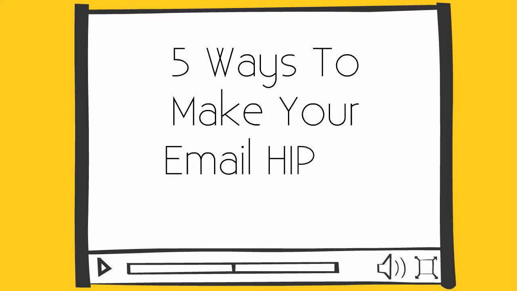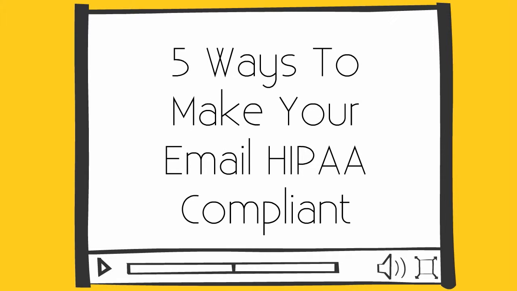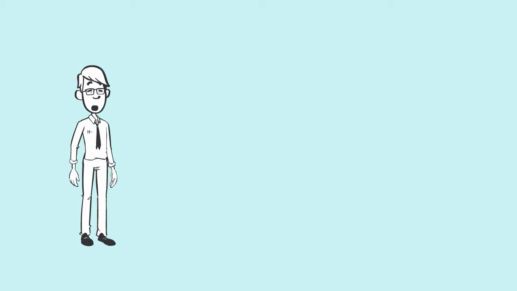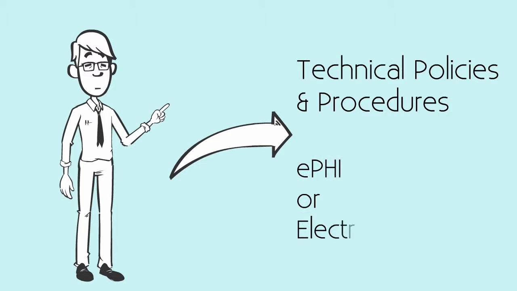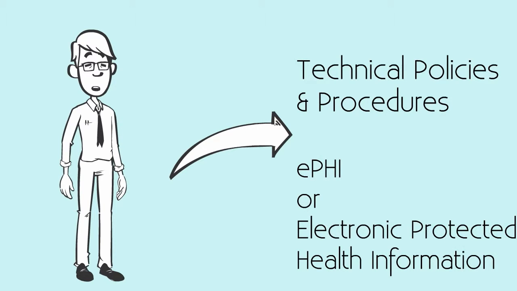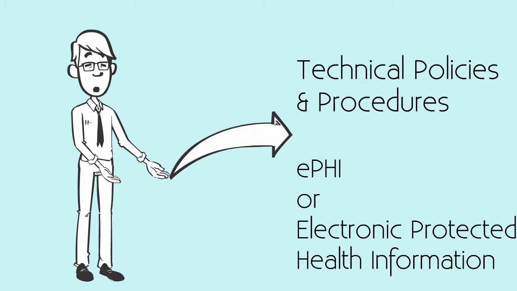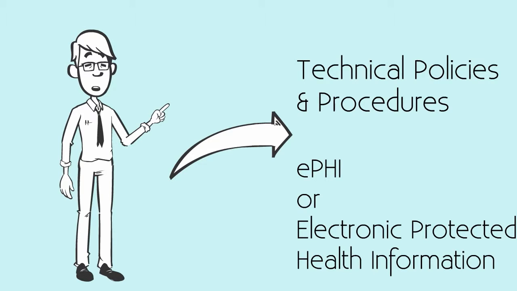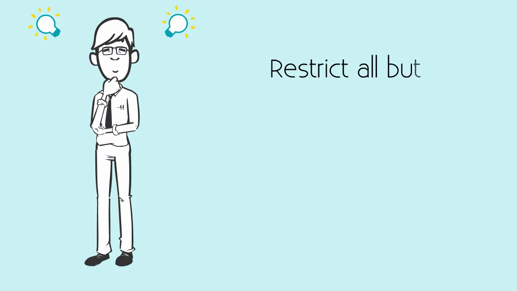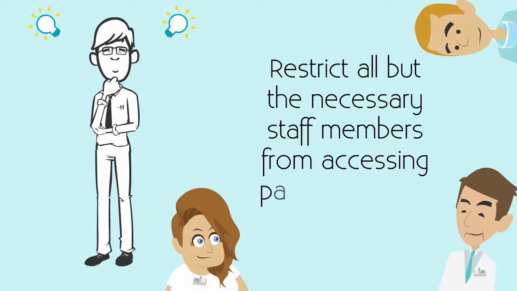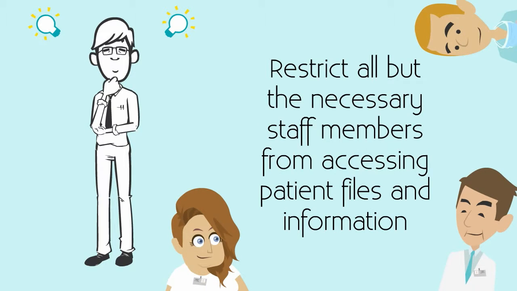5 ways to make your email HIPAA compliant. Access controls. A covered entity must implement technical policies and procedures limiting access to systems containing EPHI, or Electronic Protected Health Information, to personnel with sufficient rights. Your company should restrict all but the necessary staff members from having access to patient files and information.